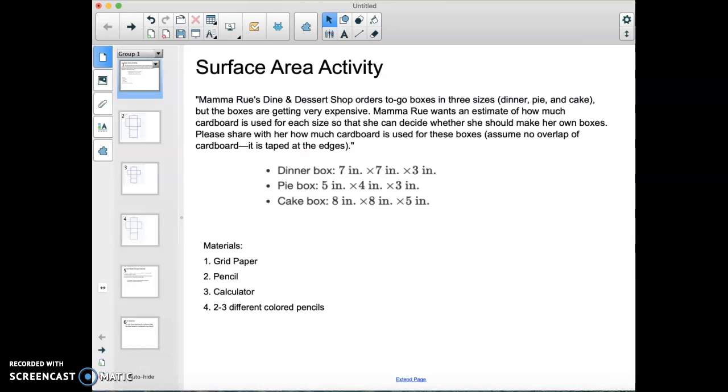After teaching a direct instruction lesson, introducing surface area and a new strategy that uses nets, the students will now complete a surface area activity. The prompt is as follows.